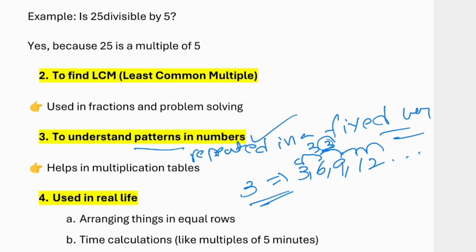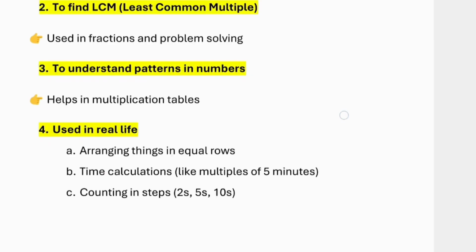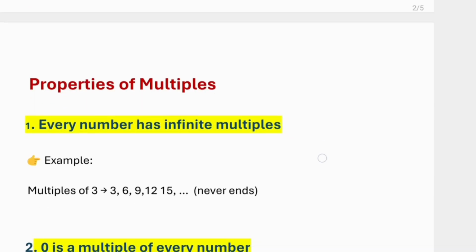Another example, multiples of 5 are 5, 10, 15, 20 and so on. Here we observe the difference from one multiple to another is 5, 5, 5, 5. So 5 is the fixed number. Therefore multiples follow a fixed pattern. Is it clear? Then we discuss the properties of multiples.